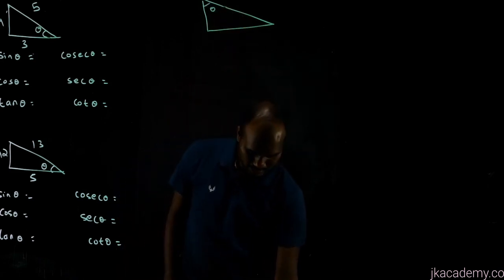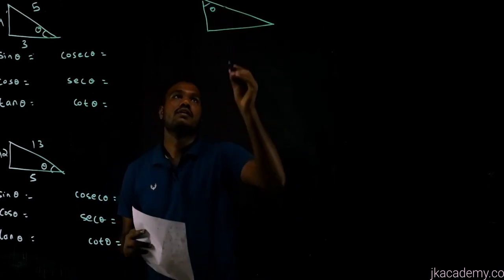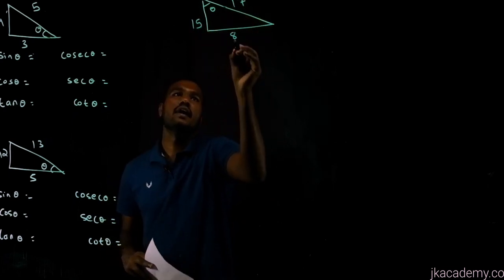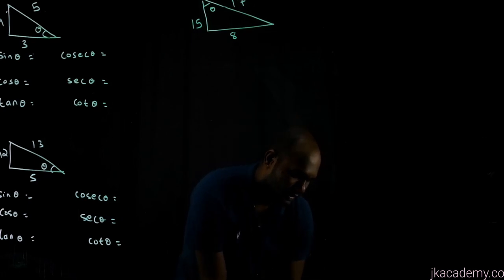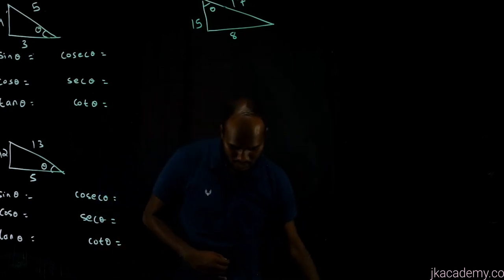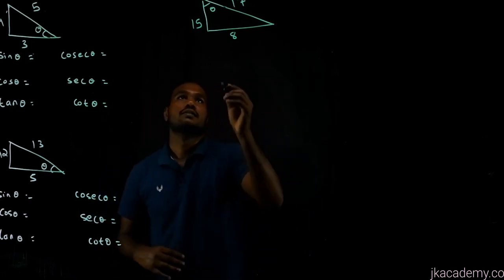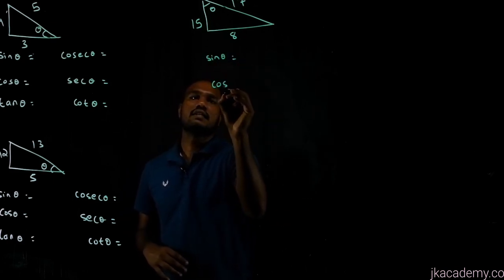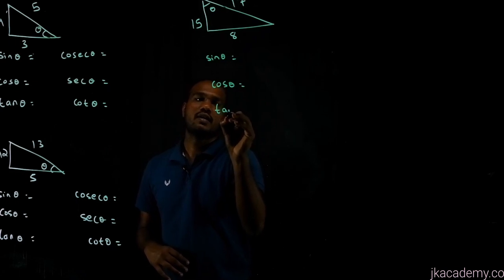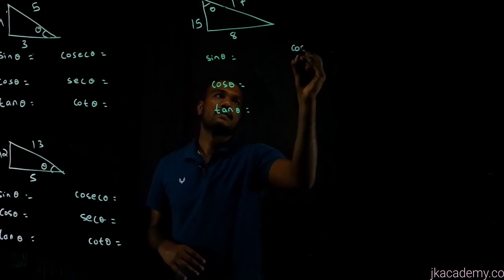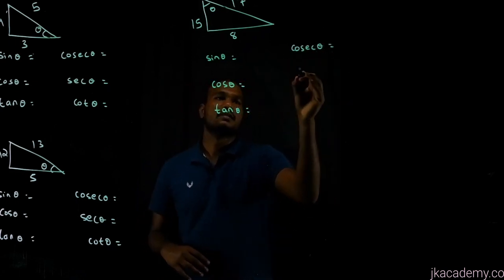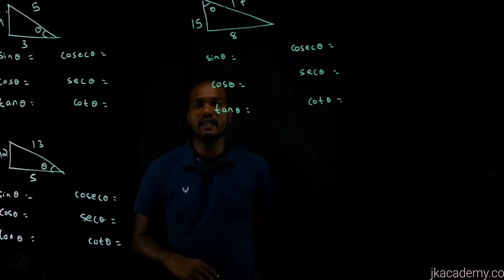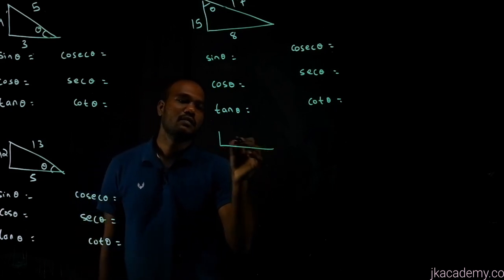This is theta. Let's take a triplet: 17, 15, 8. Find sin theta, cos theta, tan theta, cosecant theta, secant theta, cot theta. Find it. Let's take another example.